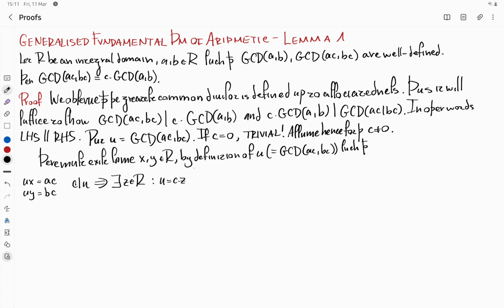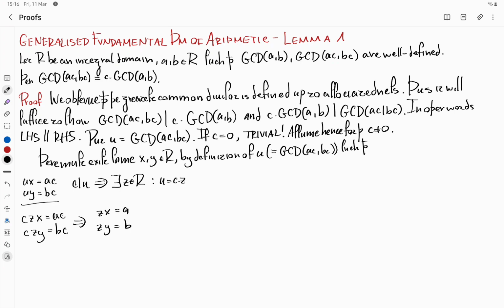And now we can substitute cz for u in our formulae here. Using the cancellation rule, we obtain that z times x is a and z times y is b. Thus, z divides both a and b, and as such, it must also divide their greatest common divisor. This is so because both numbers are equal to the product of the greatest common divisor and some other factor, which is different for both of them, right?